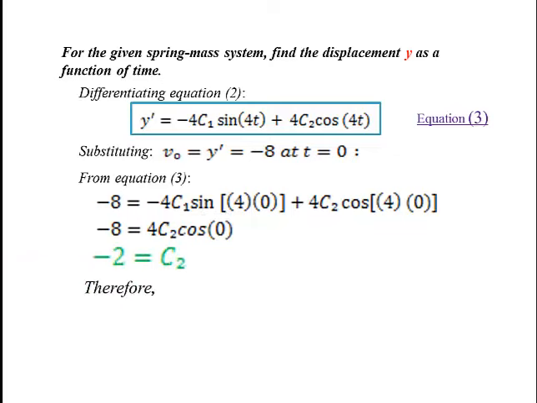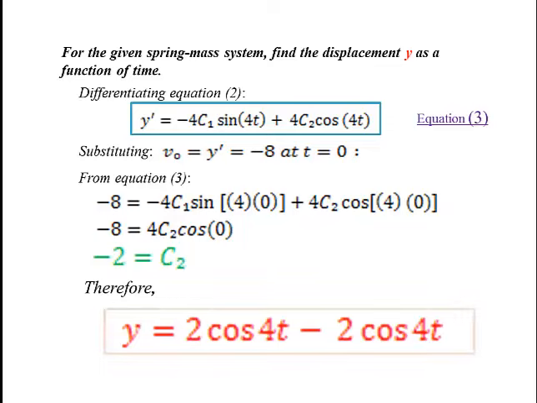Therefore, our displacement y as a function of time is equal to y equals 2 cosine 4t minus 2 sine 4t. And that will be our final answer.